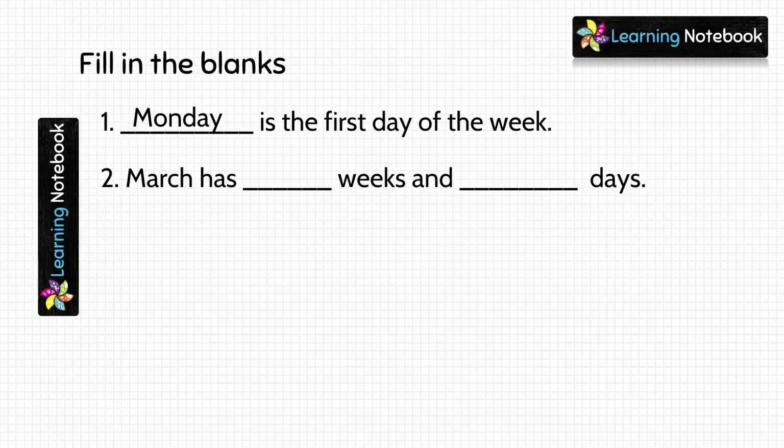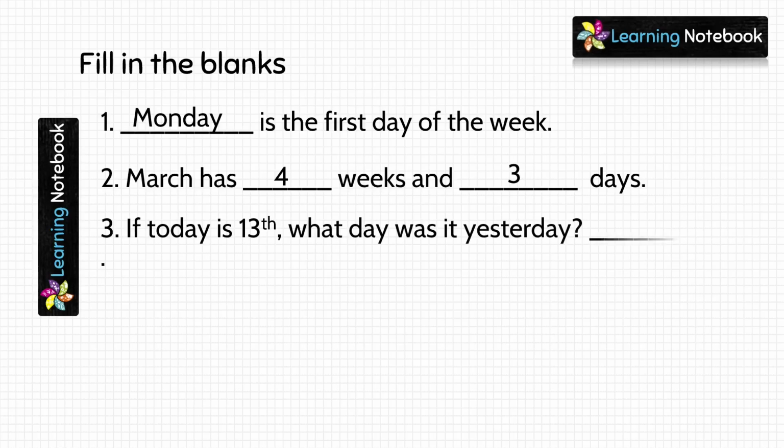We know March has 31 days. So let's divide 31 by 7. Why 7? Because a week has 7 days. So 7 into 4 equals 28 and 31 minus 28 equals 3. So this means March has 4 weeks and 3 days.